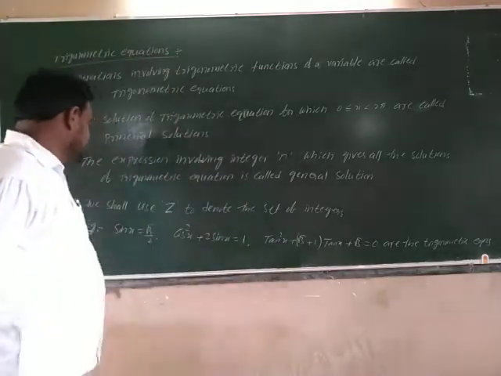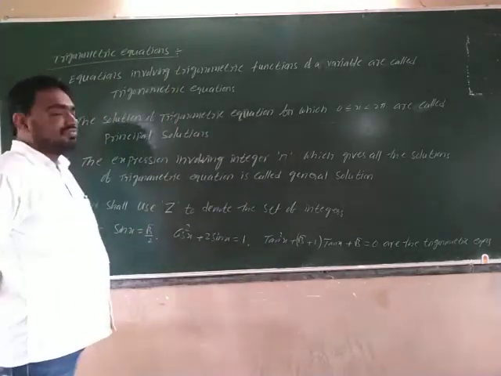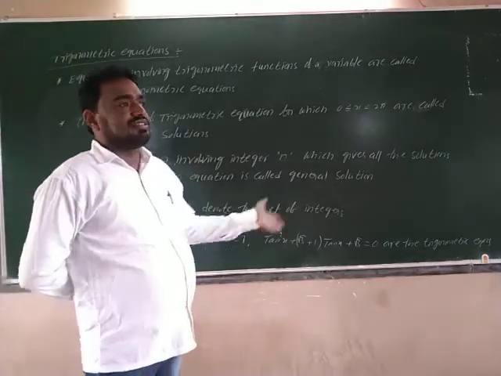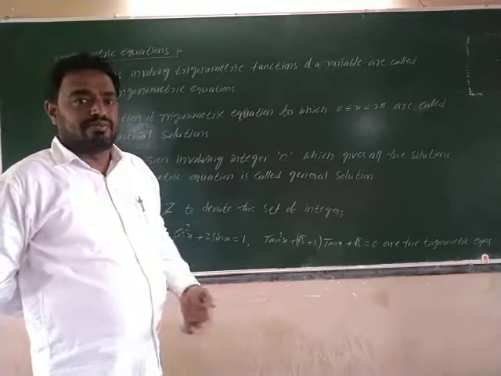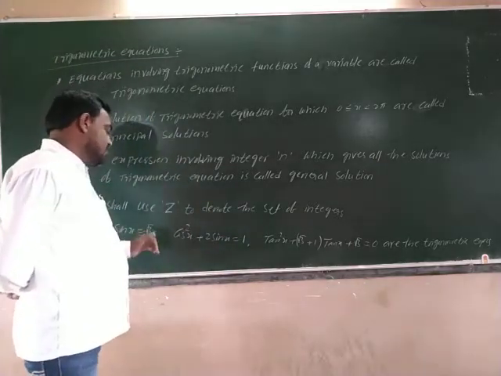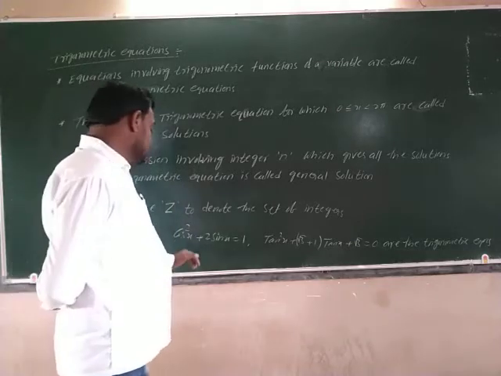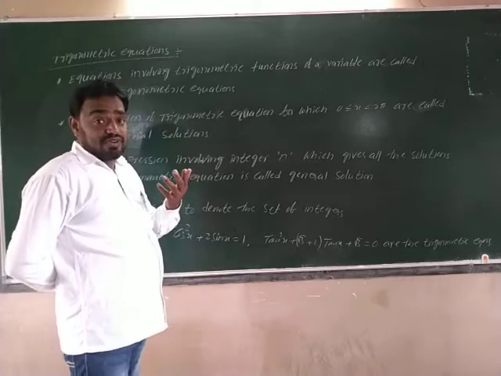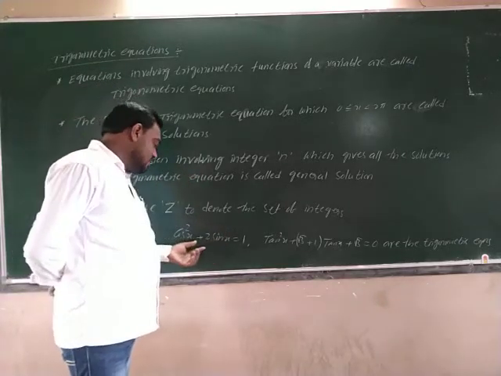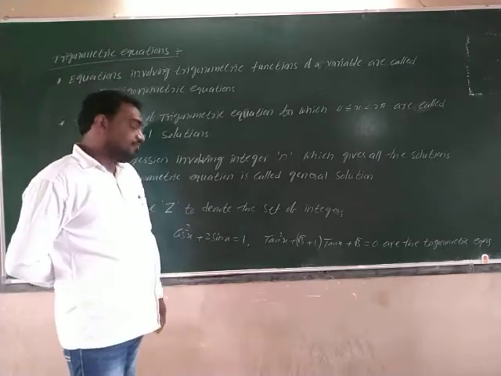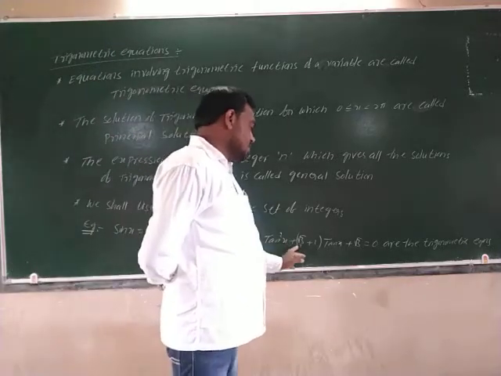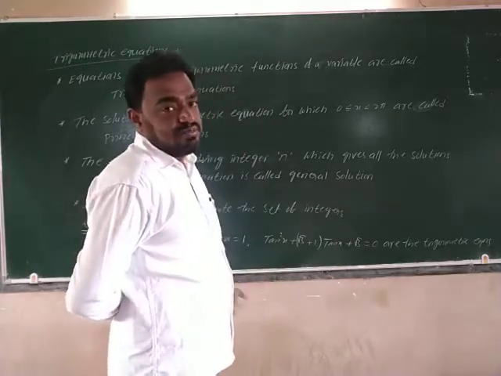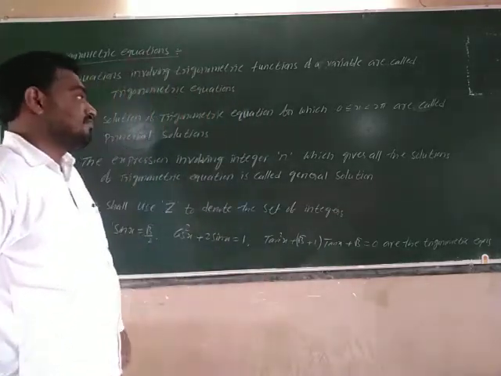For example, sin x is equal to root 3 by 2. This is one of the trigonometric equations. Like 2x is equal to 1, that is one of the linear equations. Similarly, sin x equal to root 3 by 2 is one of the trigonometric equations. cos squared x plus sin x equal to 1. Here, what is the variable? Trigonometric functions are the variables. What are they? sin x, cos squared x are the variables. Next, tan squared x plus (root 3 plus 1) into tan x plus root 3 equal to 0. These are all examples of trigonometric equations.